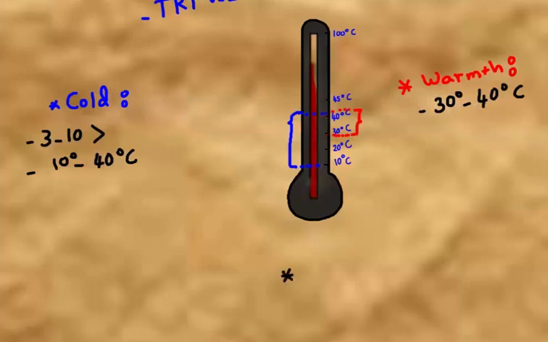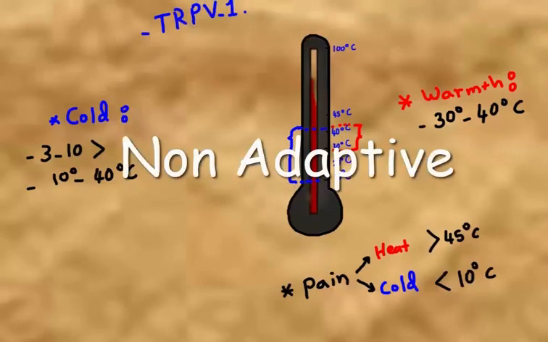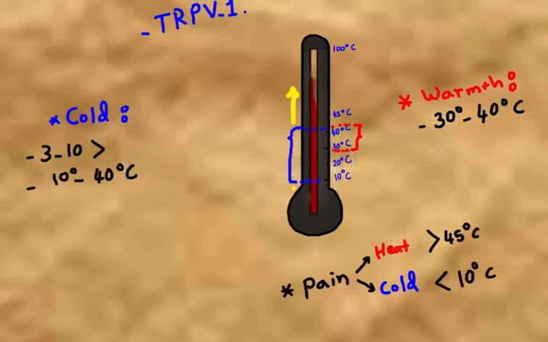Other type of thermal receptors are the pain thermal receptors. Pain cold receptors are activated when external temperature falls below 10 degrees, while pain heat receptors are activated when the temperature rises above 45 degrees.